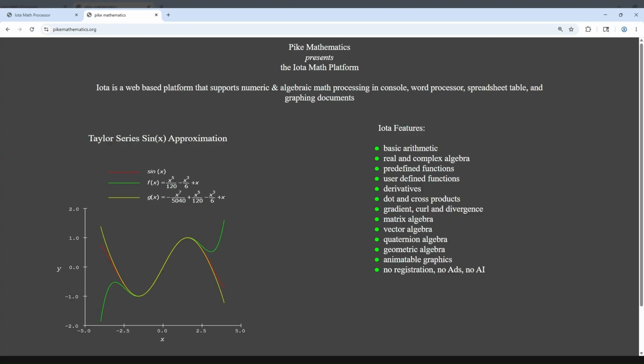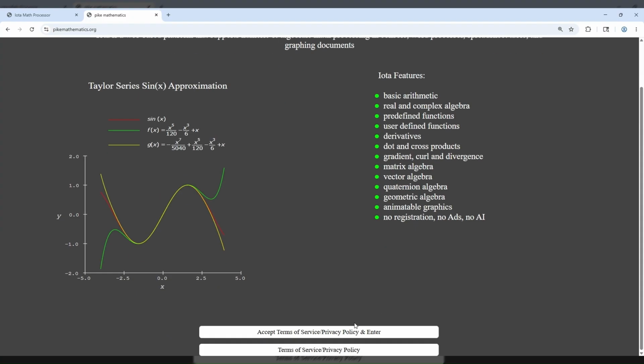Today I want to talk about matrices and how they operate in Iota, as well as show you some functions that we've created that work with matrices. So let's go into the system.